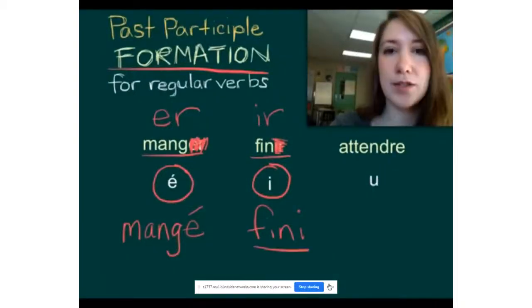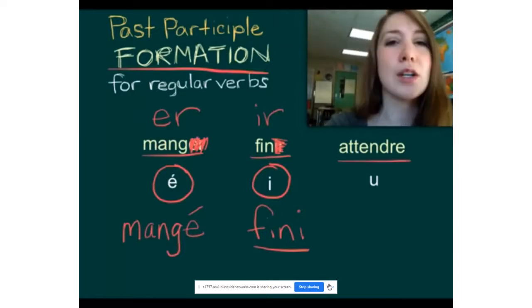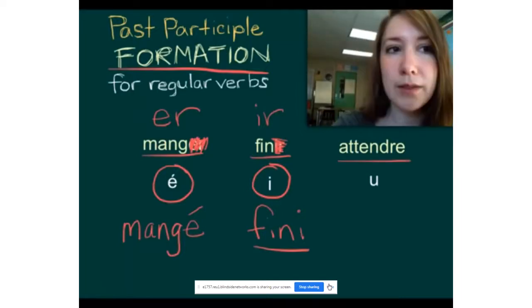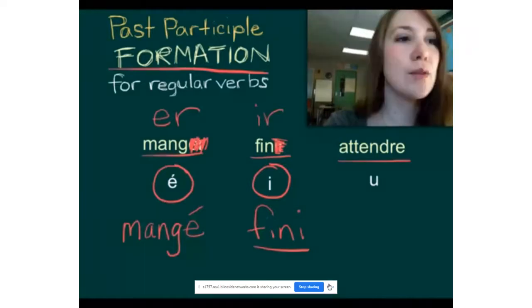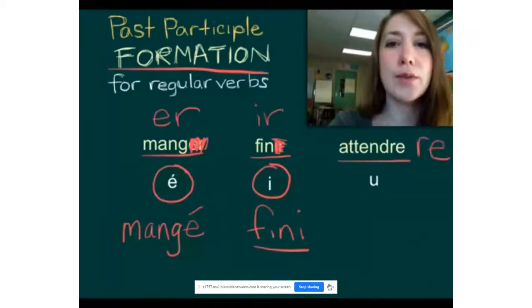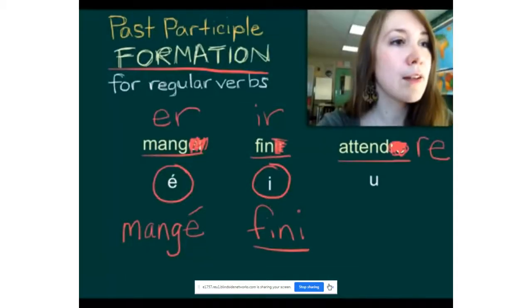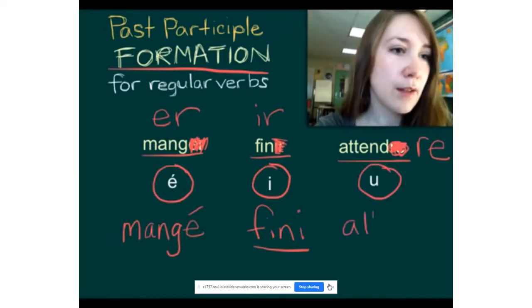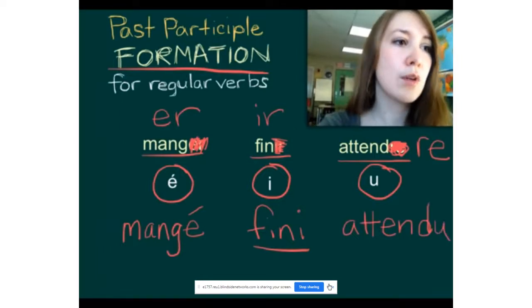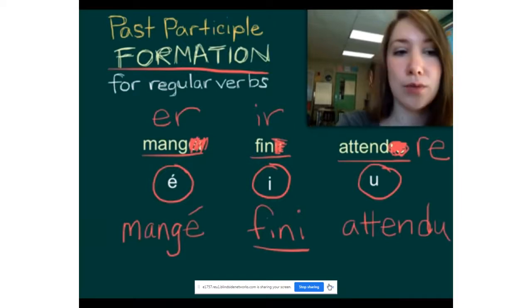And now for our RE verbs, we have attendre, which means to wait. So attendre is an RE verb, and we're going to do a very similar thing. We'll take off the RE ending and add a U. So we'll say attendu. Waited. Just say, I have waited, j'ai attendu.